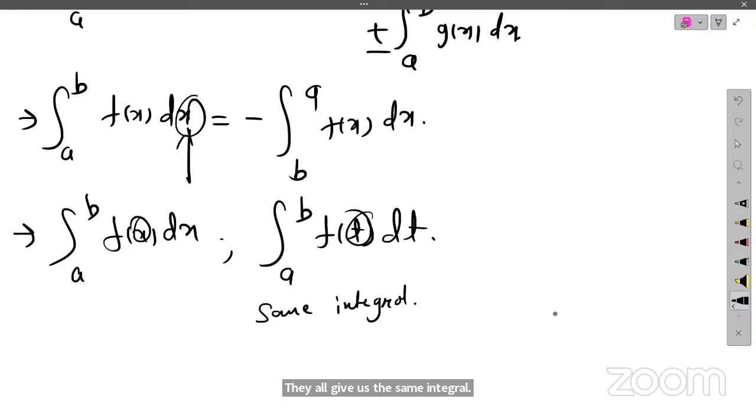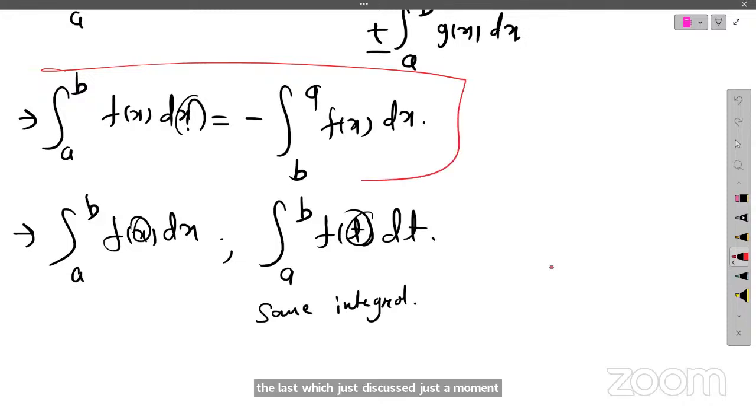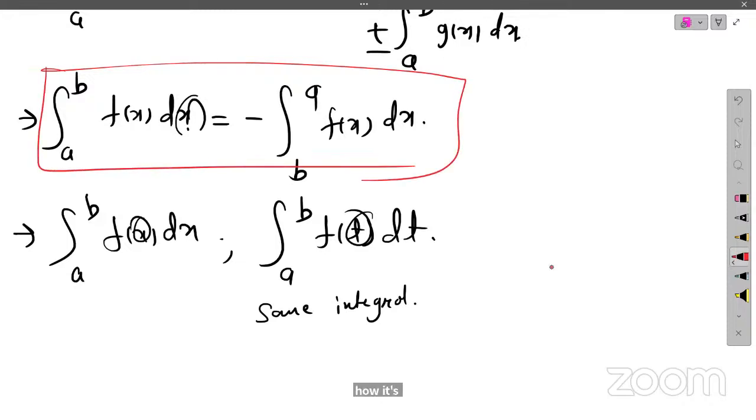Ma'am, how did we do this magic of sign change? Sorry, what? How did this magical sign change happen in this one step? This integration? This one? The one just above it, which you just discussed. This one now. Yeah. How did it actually come? Yeah.